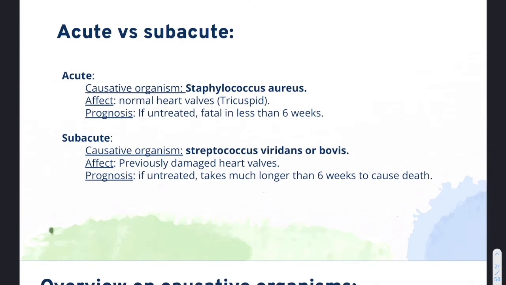Then for subacute presentation, the most common causative organism is either Streptococcus viridans or bovis. They affect a previously damaged heart valve, so they are less aggressive compared to Staph aureus, which affects a normal heart valve. If untreated, Streptococcus viridans or bovis would take much longer than 6 weeks to cause death.